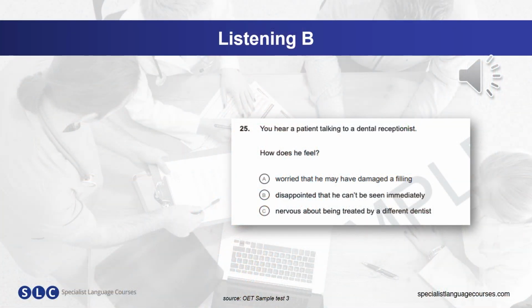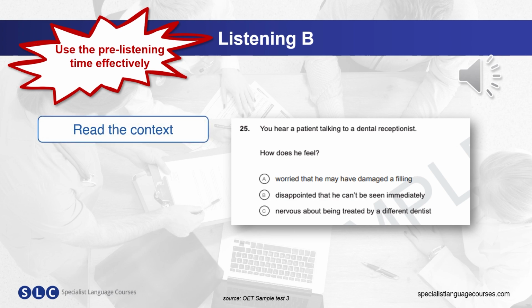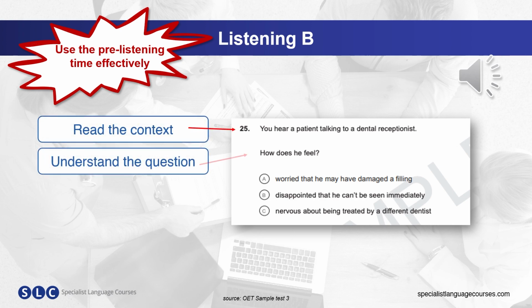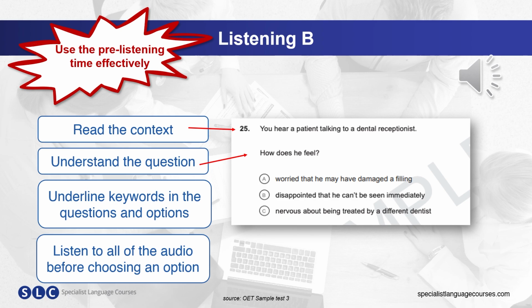So what can you do to be successful in Listening B? Let's take a look at the strategies to use. Use the 15 seconds pre-listening time effectively. Read the context, understand the question, and underline keywords in the questions and options. It's also vital that you listen to all of the audio before choosing an option. So let's put it into practice.